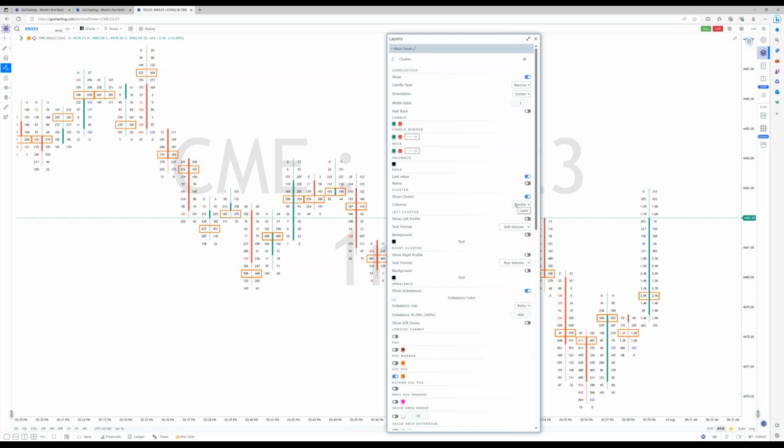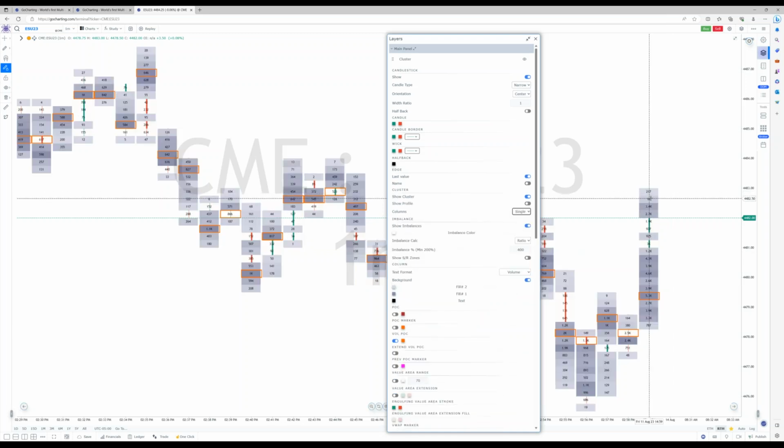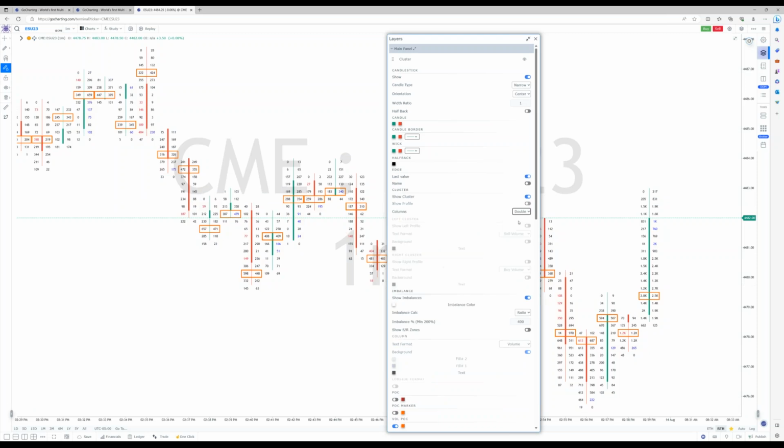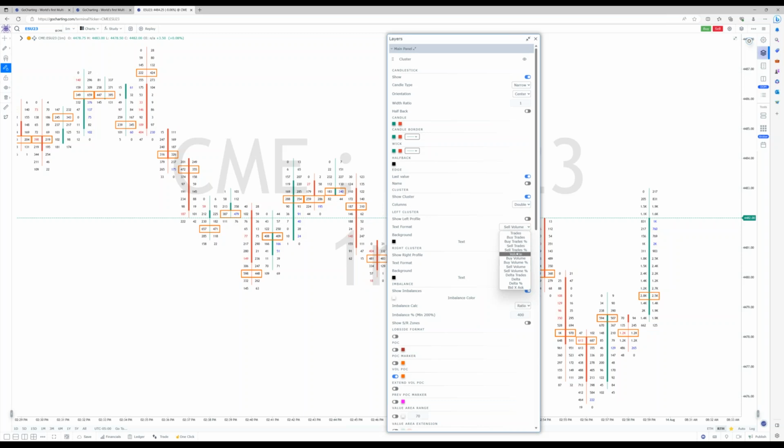I like a double cluster chart. So I have volume on the bid, volume on the offer. You could do a single chart where it just shows the volume, but I like to look at the information. Now you can choose what you want to look at: trades, buy trades, sell trades, percentage, volume, delta, percentage bid, and the ask.